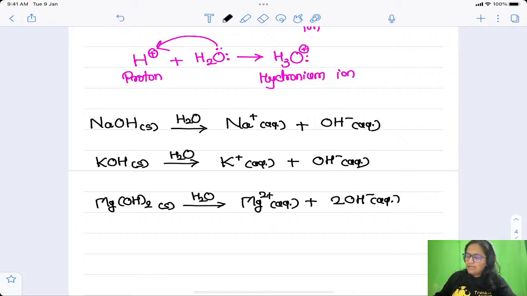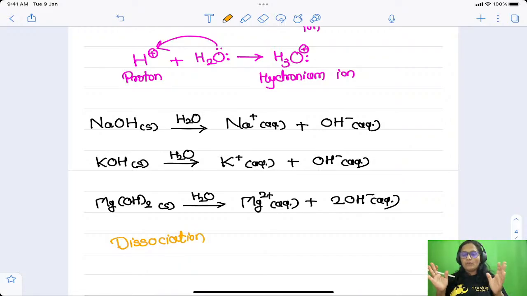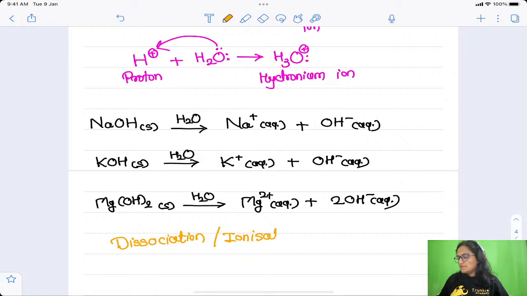So this is how we can write these reactions, which are nothing but dissociation or ionization reactions. They are called dissociation because the molecule is getting broken down, dissociated. They are also called ionization, as the products of these reactions are ions, cation and anion. Therefore this is also called an ionization reaction. These were the reactions for bases.